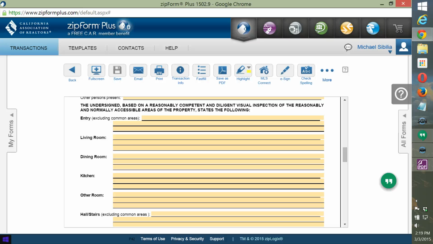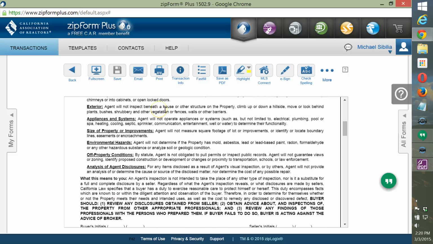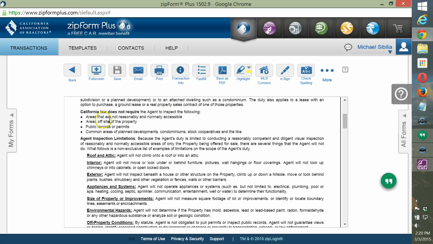By the way, don't make this look like your property flyer, right? I've seen lots of these over the years, and you see one where it says living room with view, right? Spacious, right? This isn't a description of the amenities of the house. It's a reasonably competent and diligent visual inspection. You state the following things, and you can read this, if you want to. Why don't we just look at this?